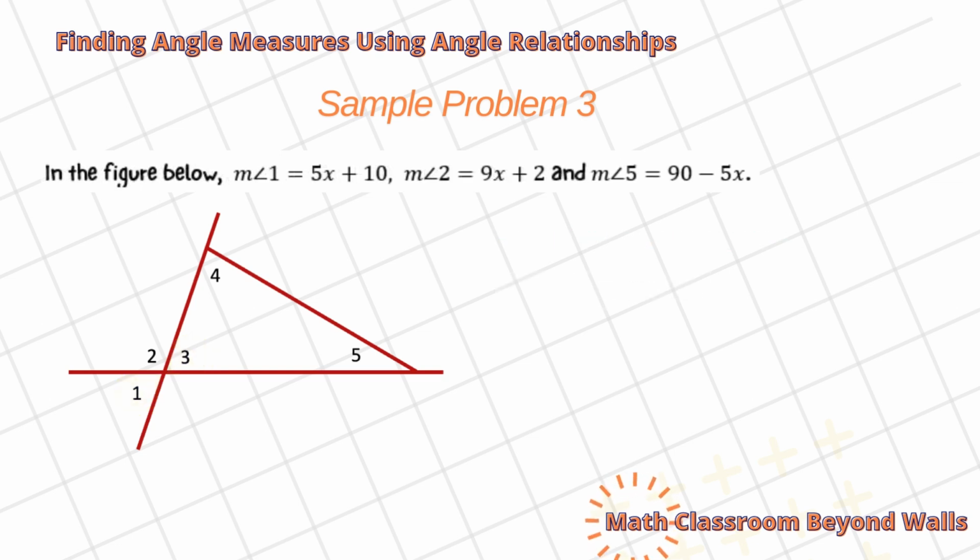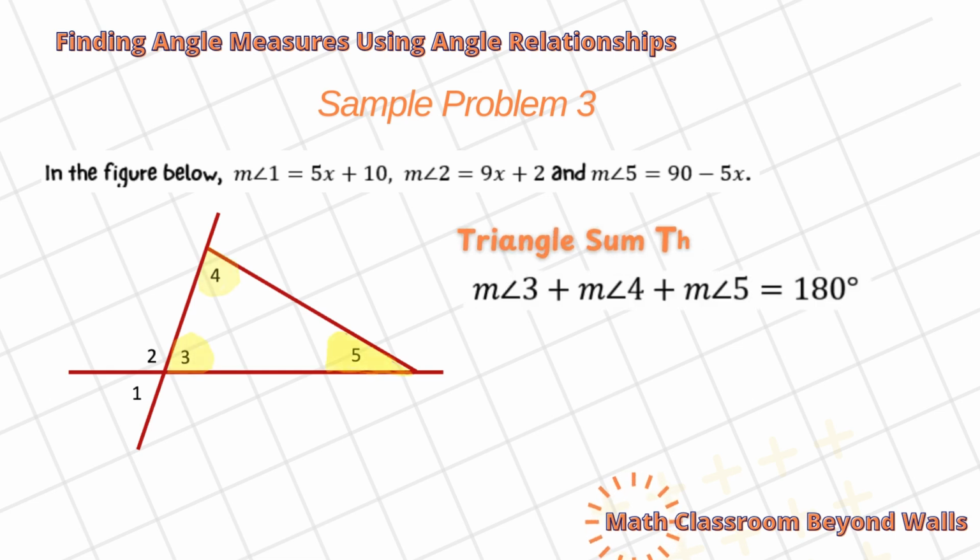On the other hand, angle 3, angle 4, and angle 5 are interior angles of the triangle. And the sum of their angles is 180 degrees. Or we say the measure of angle 3 plus the measure of angle 4 plus the measure of angle 5 equals 180 degrees. These relationships, together with the given expressions for the measure of angle 1, the measure of angle 2, and the measure of angle 5, will help us determine the value of x and the measure of angle 4.